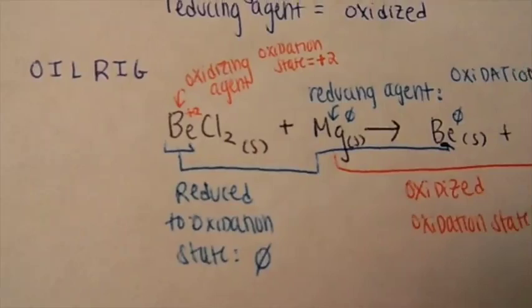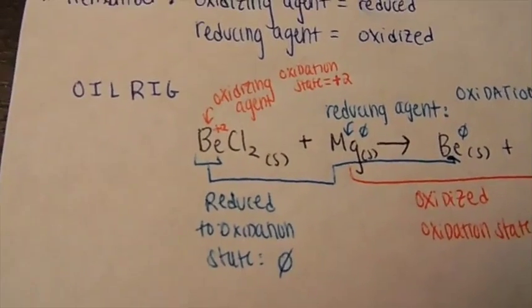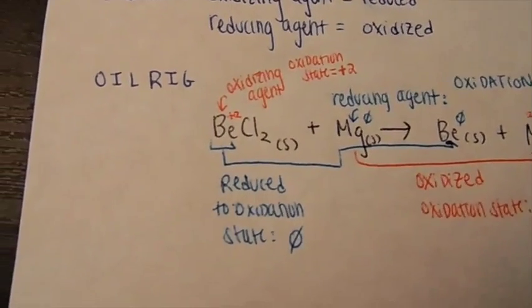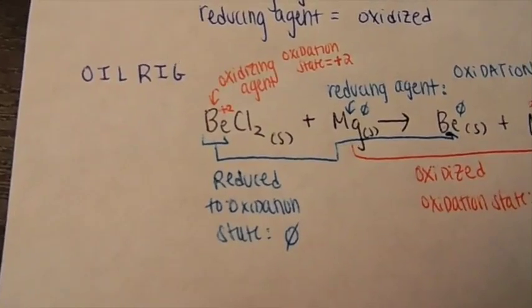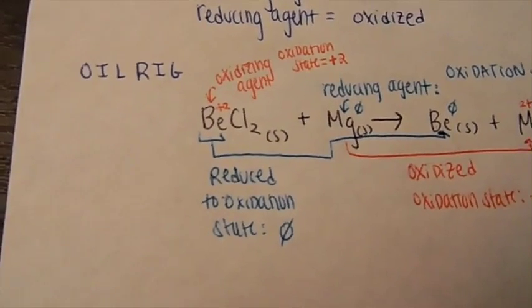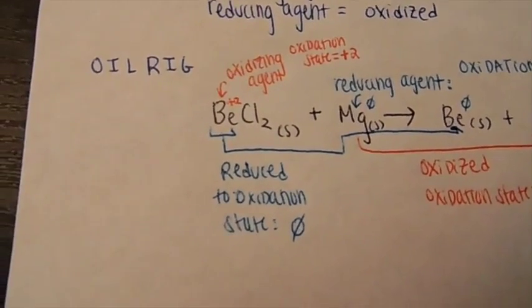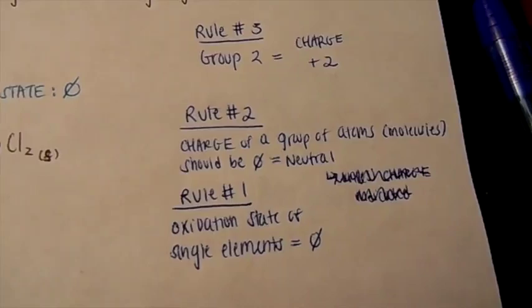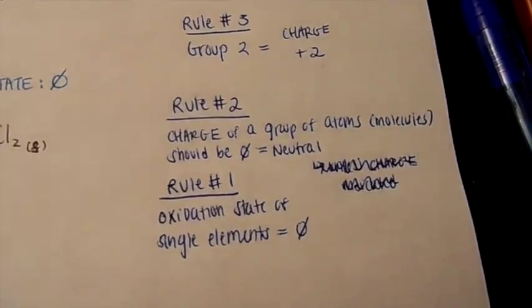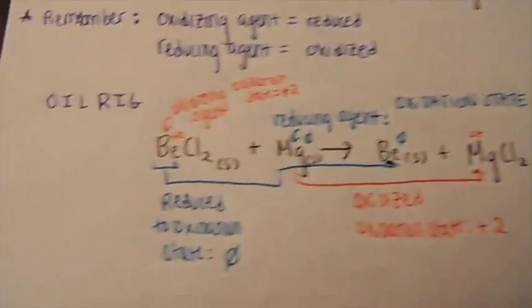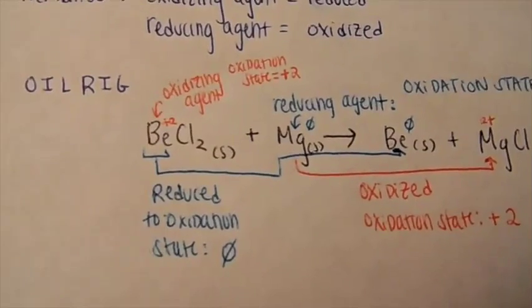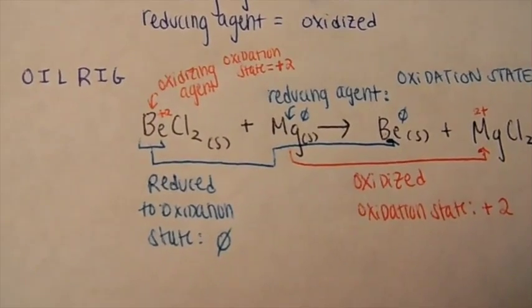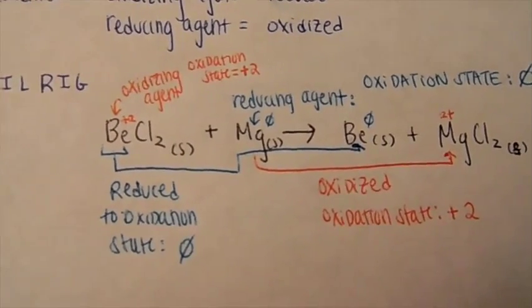Similarly, looking at beryllium chloride, we see that it's the oxidizing agent of this reaction, and knowing that, we know that it is reduced. So if it's reduced, it's decreasing its oxidation state. It's originally based on rule number 3, that group 2 elements have a charge of +2, that it goes from +2 and then is reduced to the oxidation state of 0 based on rule number 1.